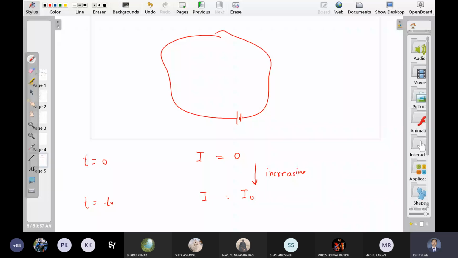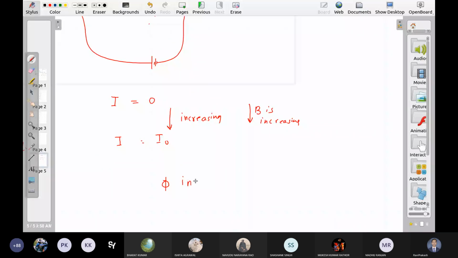If B is increasing, what is the flux passing through this loop? Phi increasing. Apply Faraday law now. Phi is changing with time. There is an induced EMF. What is the role of this induced EMF?